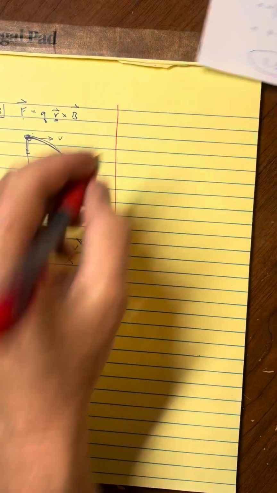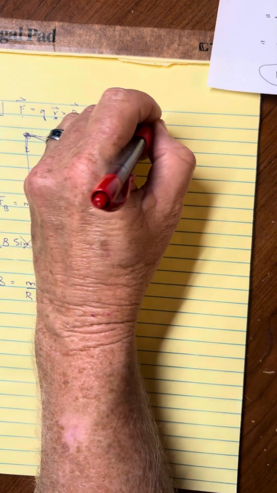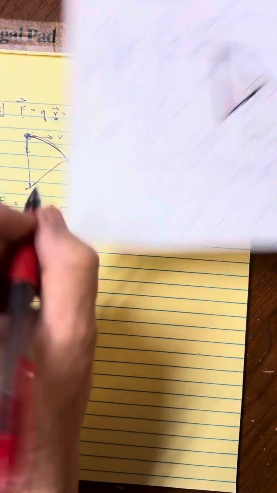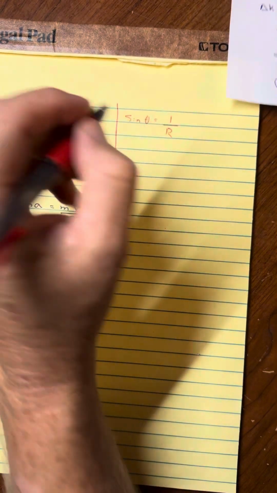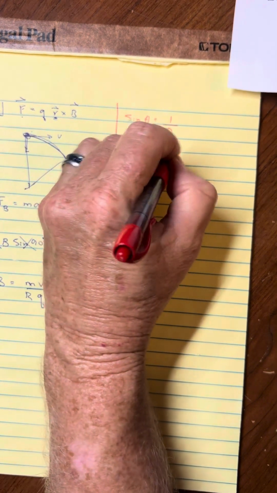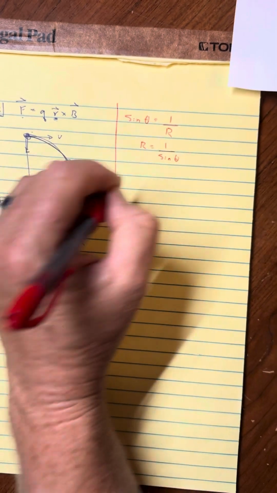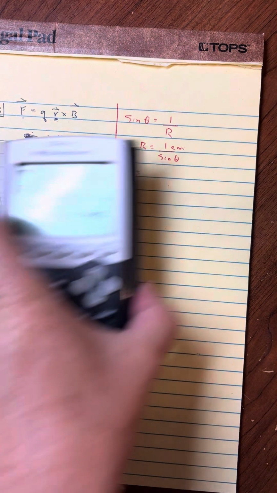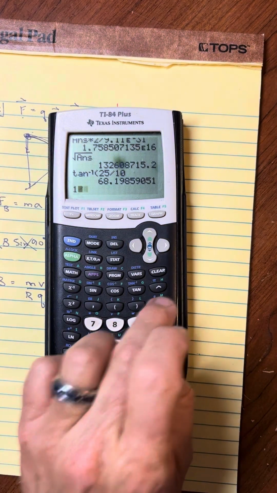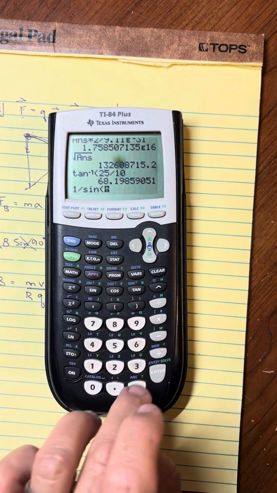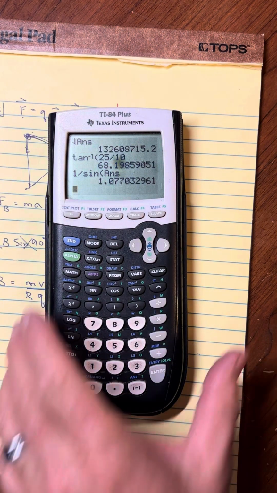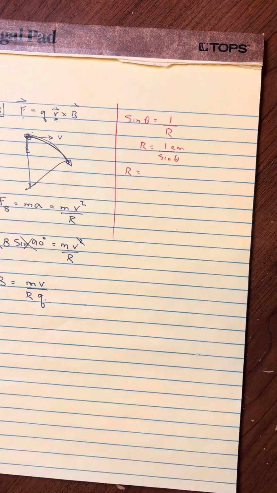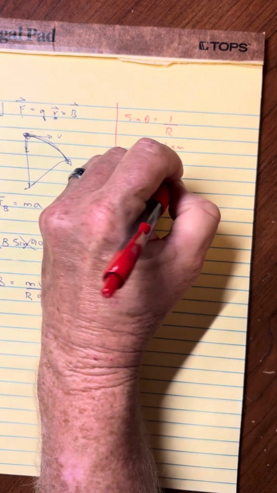But the trigonometry here says that the sine of theta is the 1 centimeter over the radius. I suppose I should be careful with my units. That's 1 divided by sine theta. And so that's 1 centimeter. So this is going to give me an answer in centimeters. But so 1 divided by the sine of that last answer is, we'll call it 1.08. And so 1.08 centimeters.